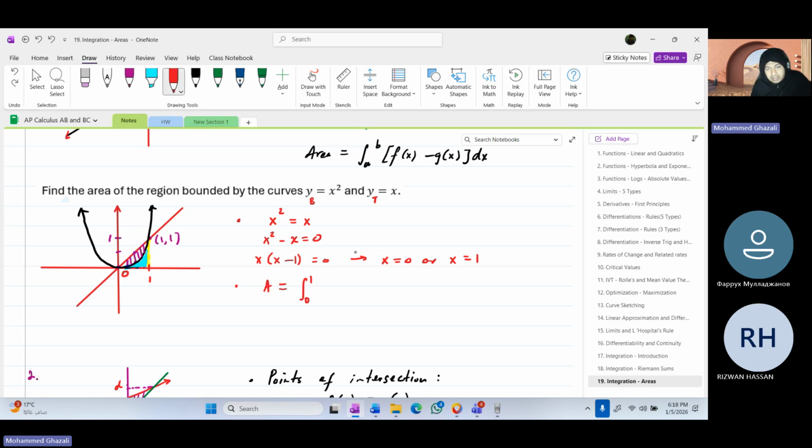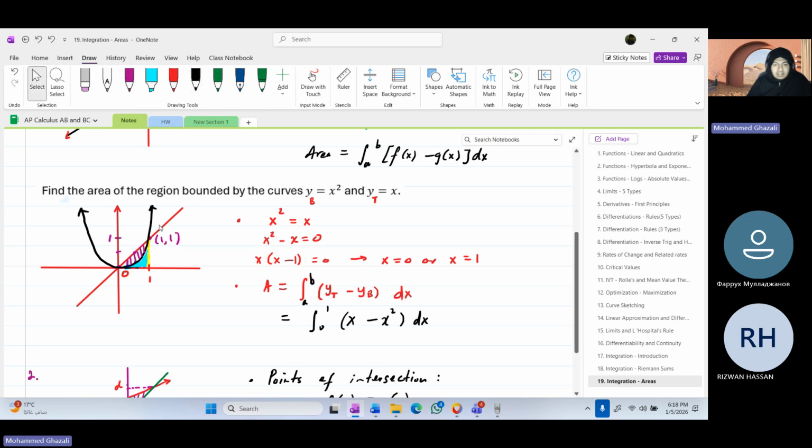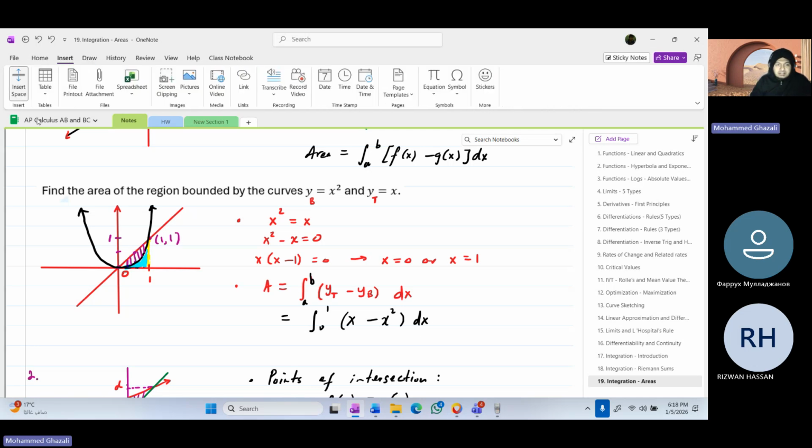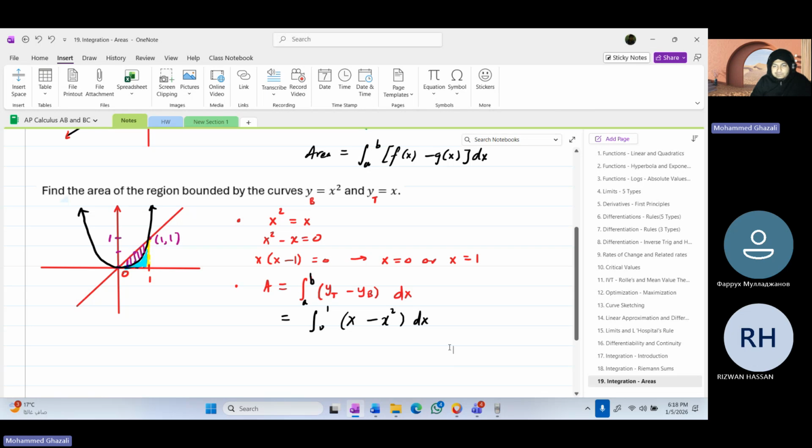So y top is x. Then let me just write y_t minus y_b, top minus bottom, dx. Let's just write the formula down. This is from a to b. So now my integral is from 0 to 1. The top function is x, and the bottom function is x squared, dx.